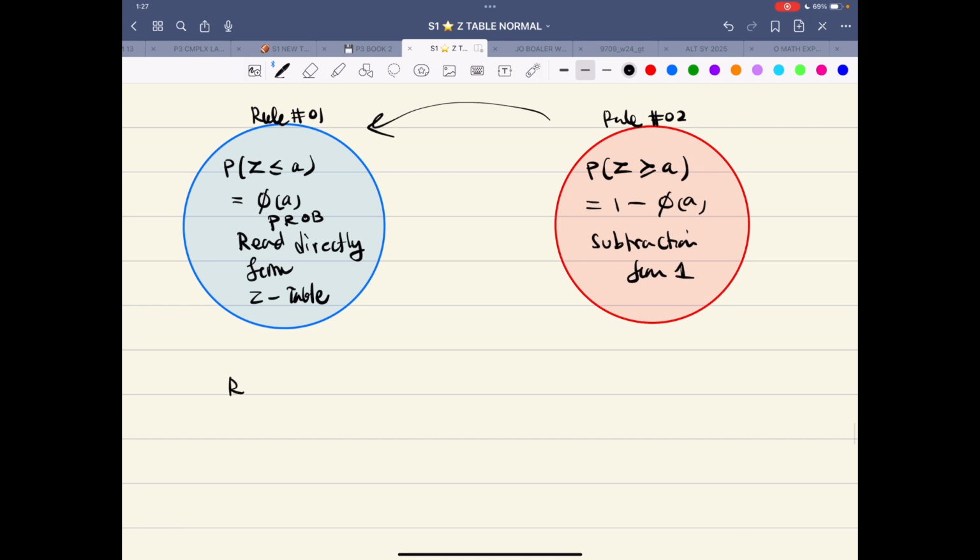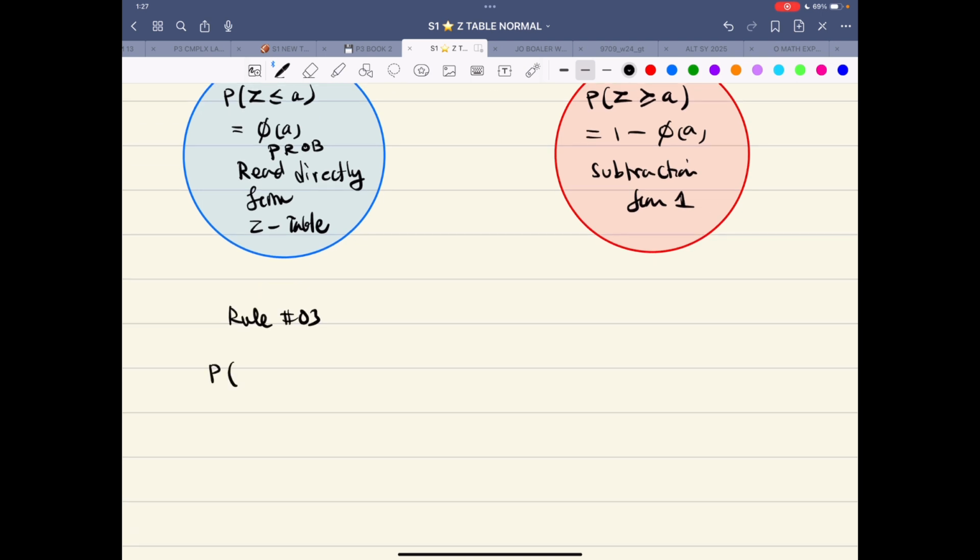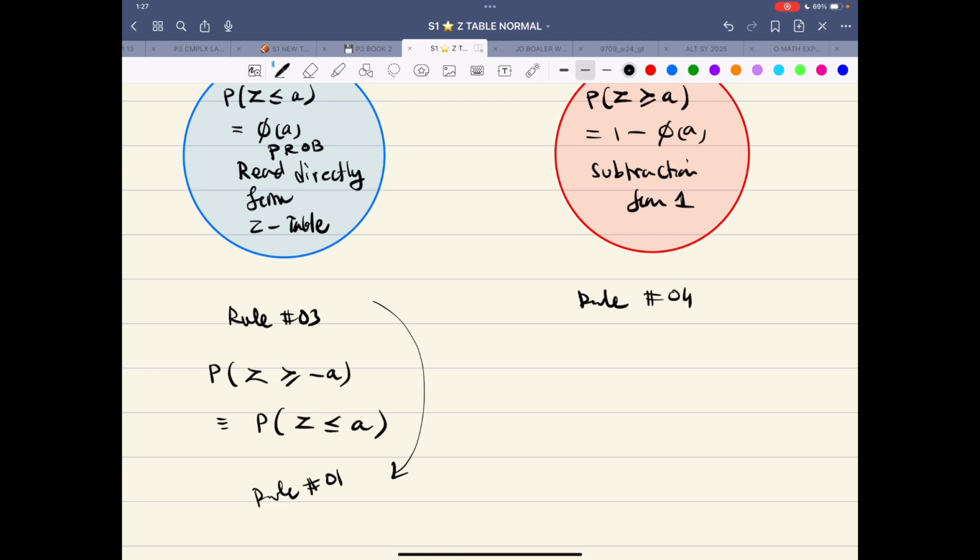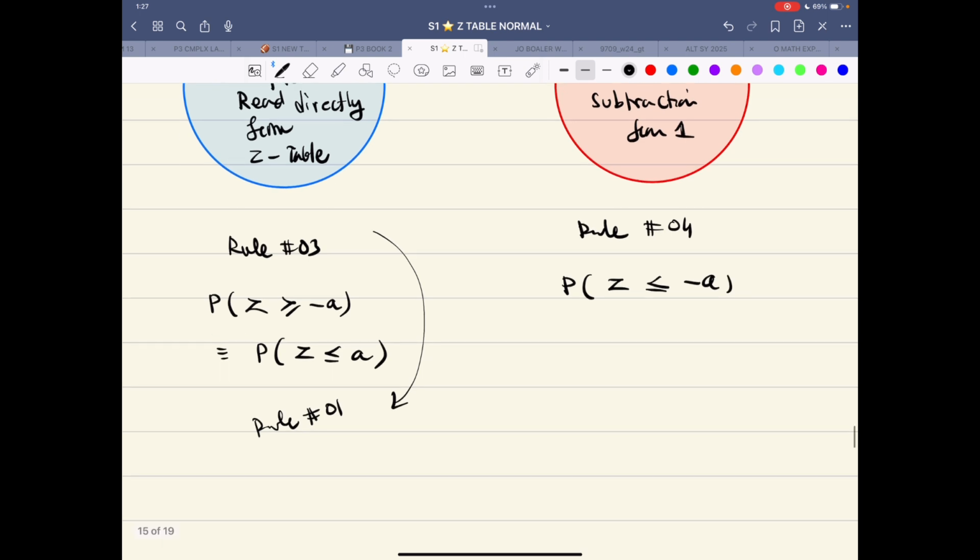What is rule number 3? Rule number 3 is probability Z is greater than or equal to negative A, which becomes probability Z less than or equal to A. So rule number 3 becomes rule number 1. And what is rule number 4? Probability Z is lesser than or equal to negative A. According to symmetry, it becomes probability Z greater than or equal to A, which is rule number 2.